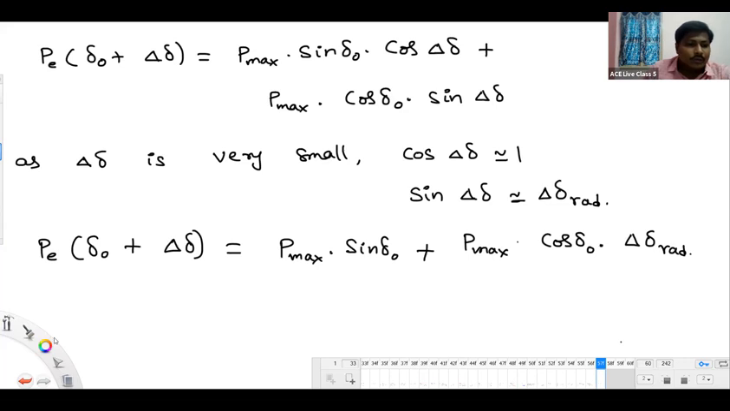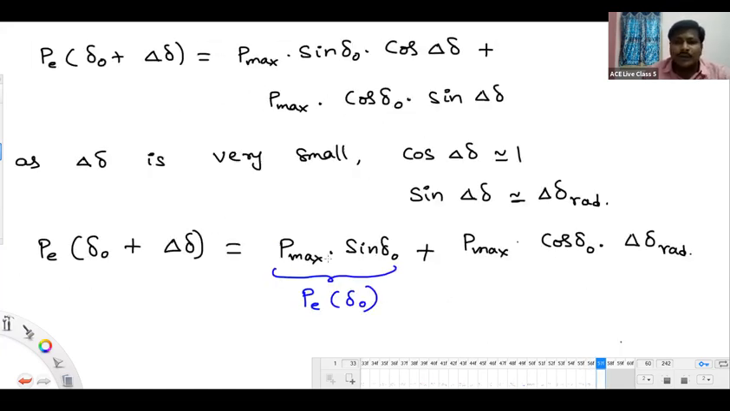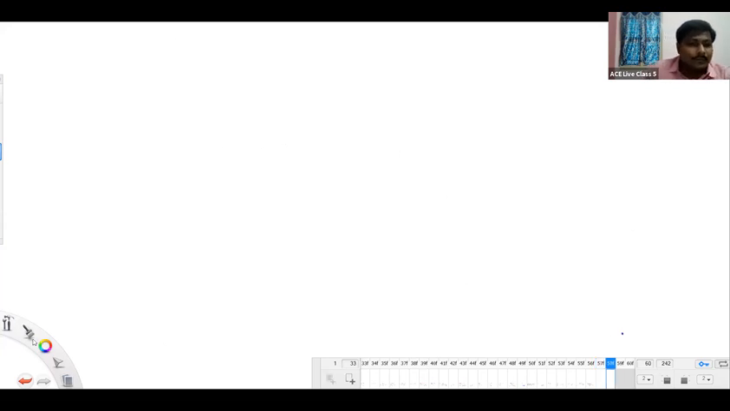Now, what is this one? Anybody? P maximum sin delta naught is what? This is nothing but P of delta naught, right? That's what we have written earlier: P of delta naught is P maximum sin delta naught. You take the P of delta naught to the other side.